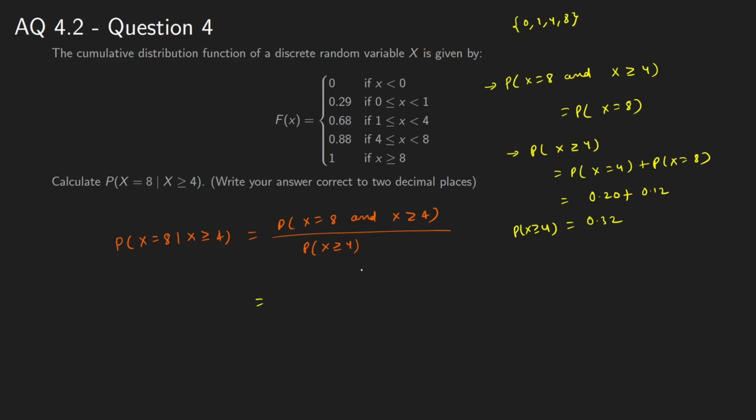The probability that x equals 8 that we already saw was 0.12 in the numerator, divided by 0.32. If we calculate 0.12 divided by 0.32, it's equal to 0.375. So this is the required conditional probability that we have been asked for.